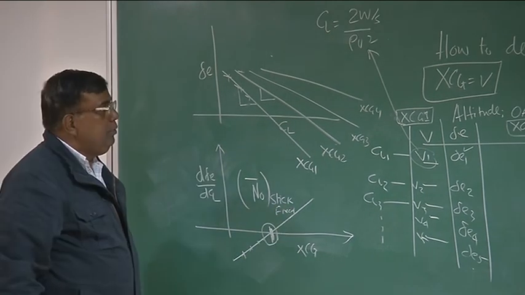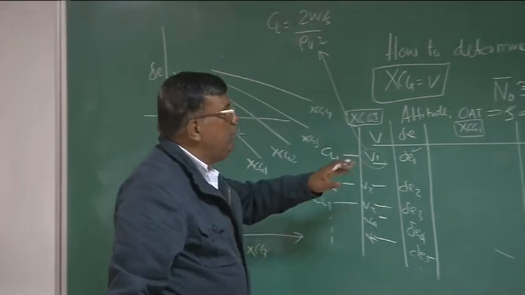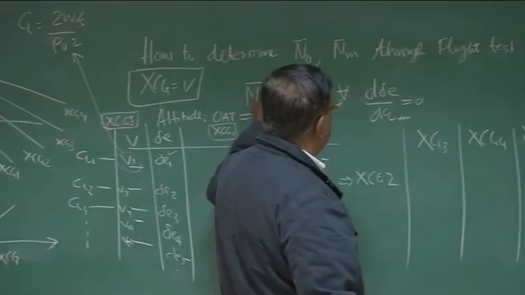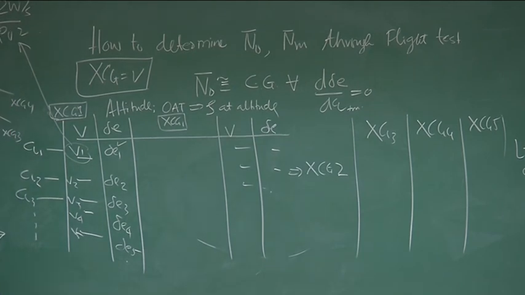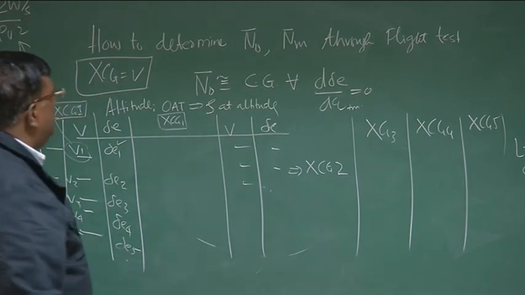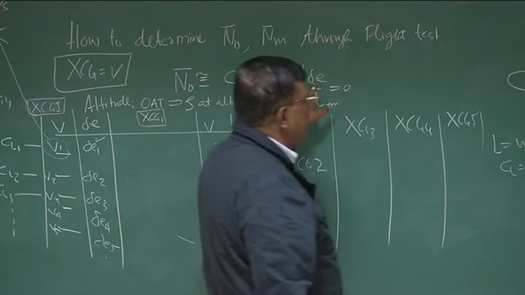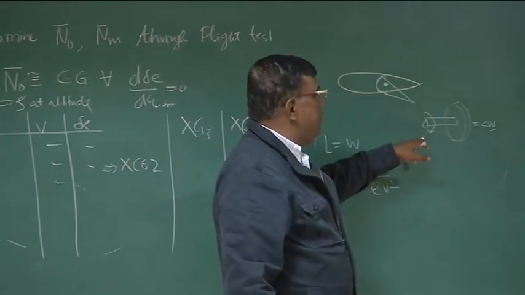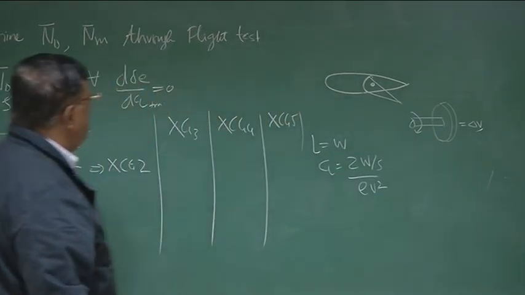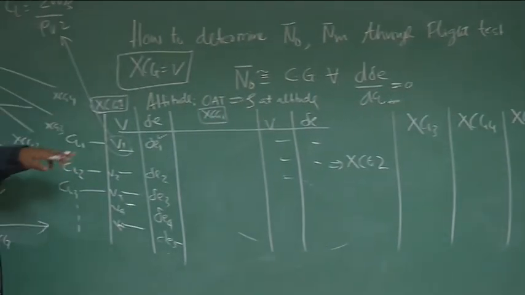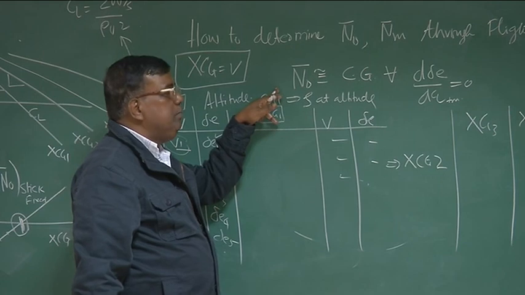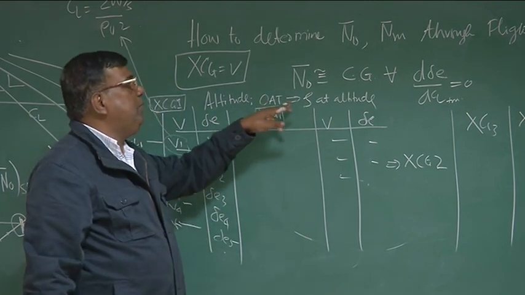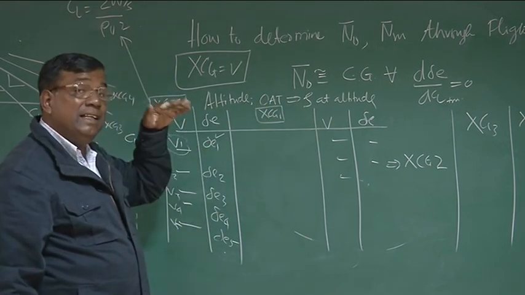Clear? Let me repeat. We want to find out N naught, which is the CG location for which d delta E by dCl trim is 0. Now how do I do that? I know how to measure elevator deflection through instrumentation based on a rotary potentiometer. So I go for a cruise, I note down the altitude, I note down the outside air temperature, because this will be used to find the density of air at that altitude.